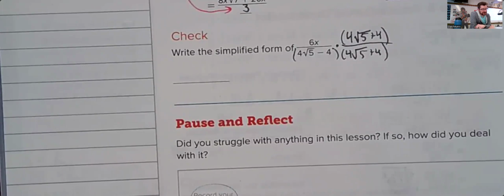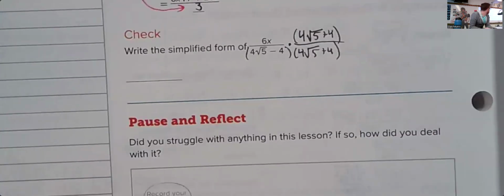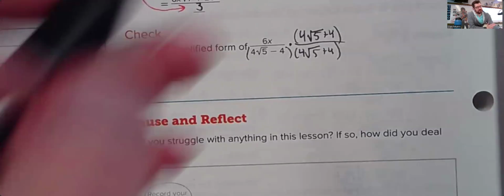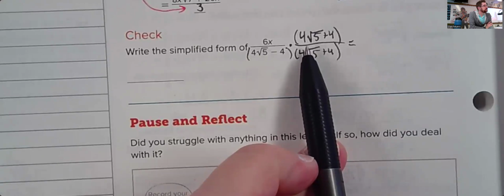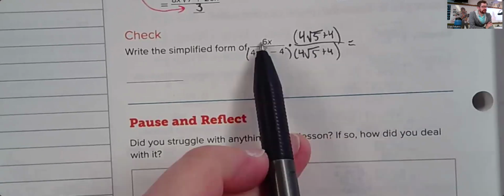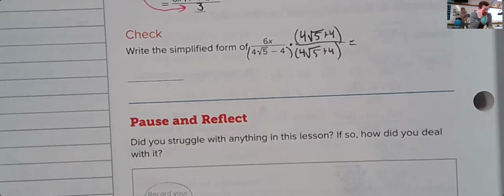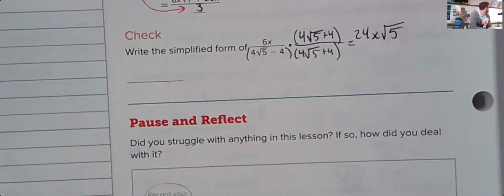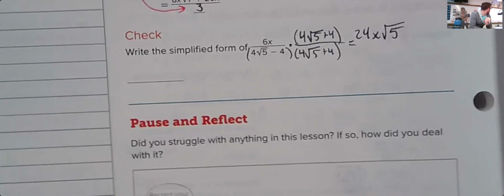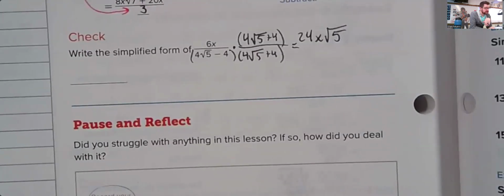So let's work out the numerator here for a second. 6x times 4 root 5. What's that going to be? 24x root 5. Yeah. 6 times 4 is 24, times x is 24x, times the square root of 5 is 24x root 5. 6x times 4 is 24x, yeah, so plus 24x.